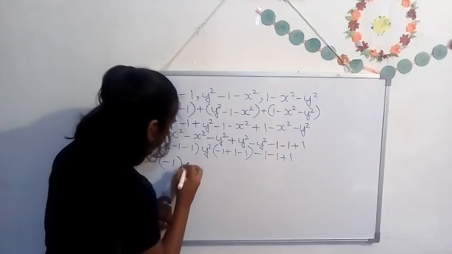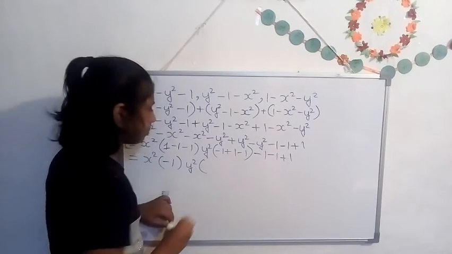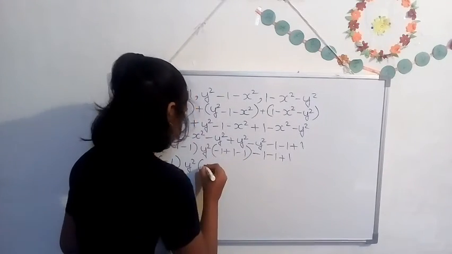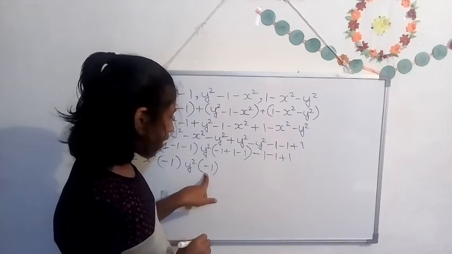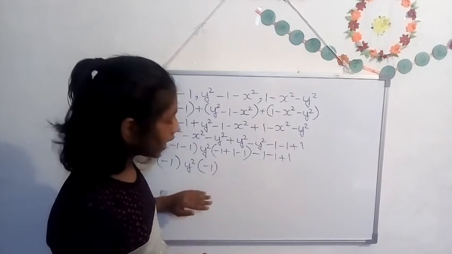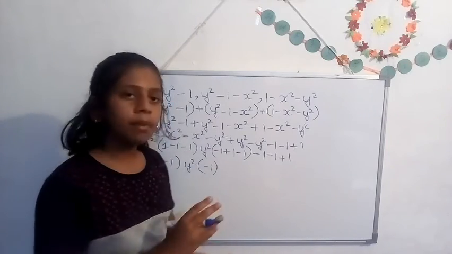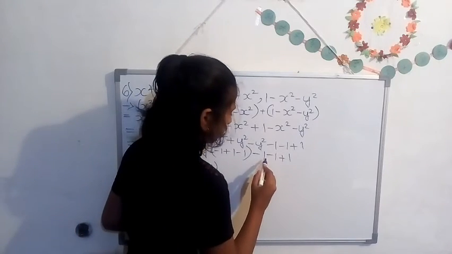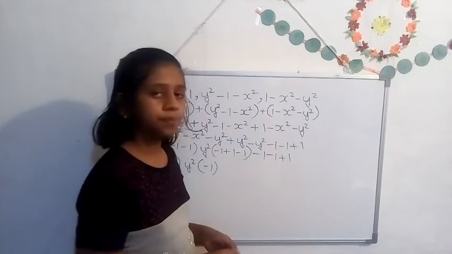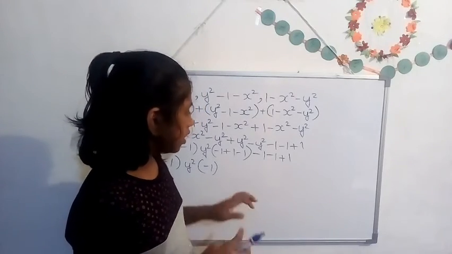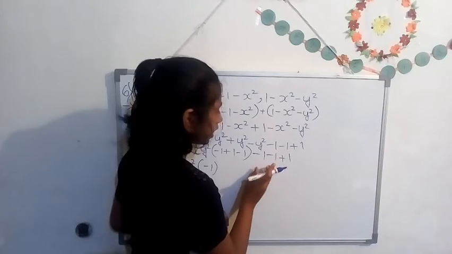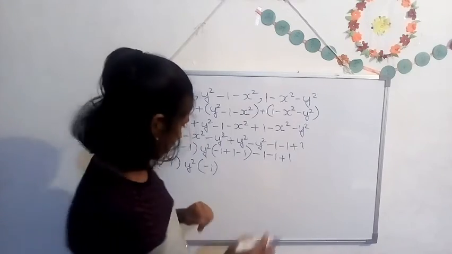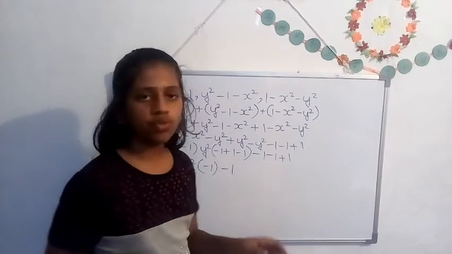So minus 1, and here y square is there, y square bracket, minus 1 plus 1 becomes 0, 0 minus 1 becomes minus 1 only. So while writing in the common factors, it should be minus 1 only. After getting the last answer, it can be only minus y square like that. Okay? So now, minus 1, minus 1, plus 1 is there. So here, minus into minus becomes plus. So 1 minus 1, 0, 0 plus 1, 1. So it will become minus 1. Here, minus 1 is the answer for it.